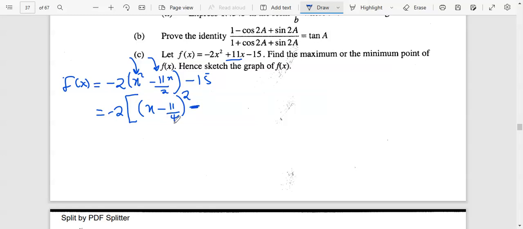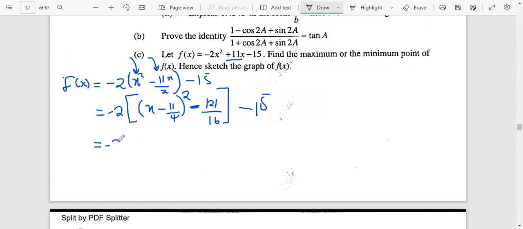I'll get whatsoever is here, 11 over 4, and square it. Whatsoever would have been there, we square it. 11 squared is 121, 4 squared is 16. And then I'll close, and then I'll write negative 15 at the end. What I've done here is I've completed the squares. What just remains is to simplify.